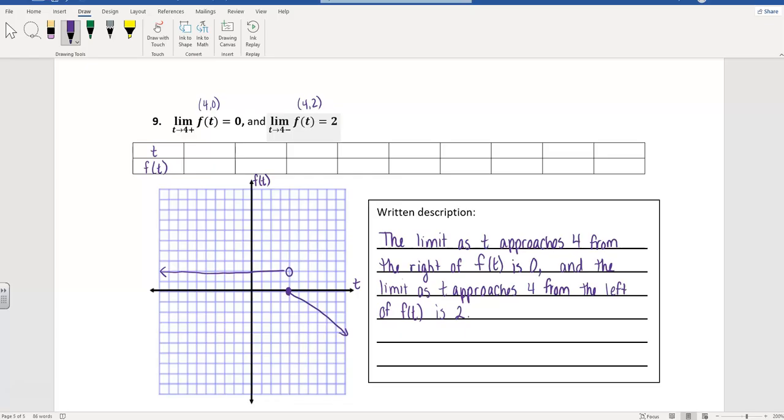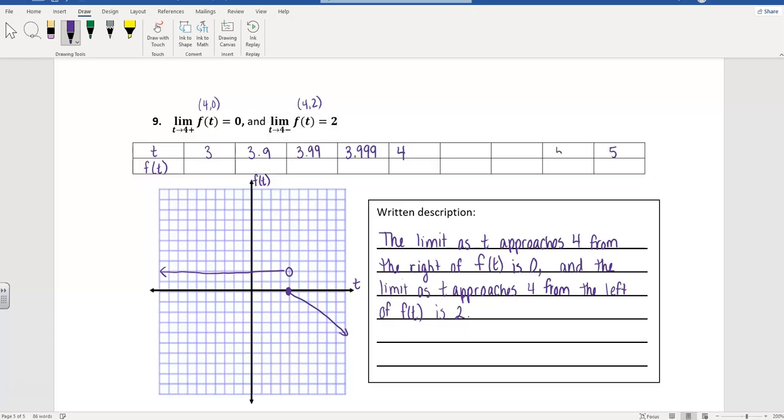Okay, when you are doing your table, what's the x value that you're really concerned with? 4. So I'm going to kind of put it right here in the middle. Right, and I need to approach 4 from the left and from the right. So I might want to do like 3, 3.9, 3.99, 3.999, and that's from the left.